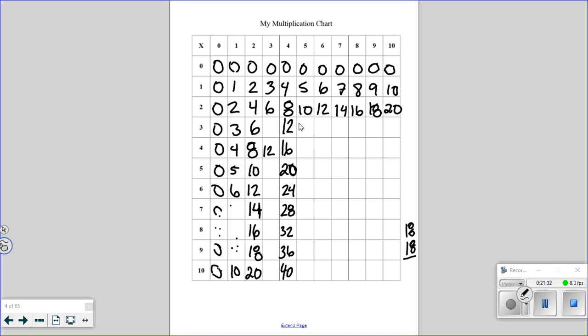What about 5 times 4? Macy, you think you can figure out 5 times 4? 20. Very nice. What about 6 times 4? Archer, what do you think? 24? What about 7 times 4? Ava? 28. What about 8 times 4? Nathan?